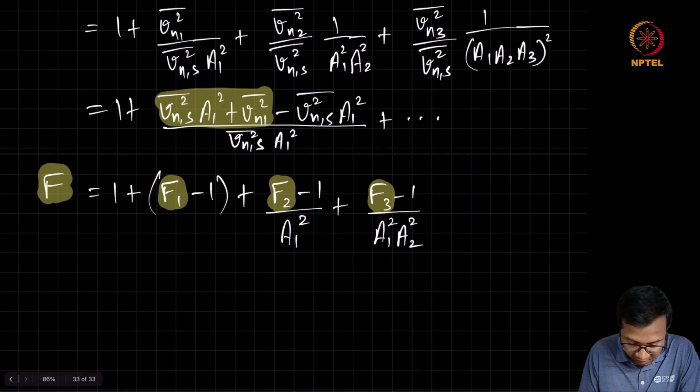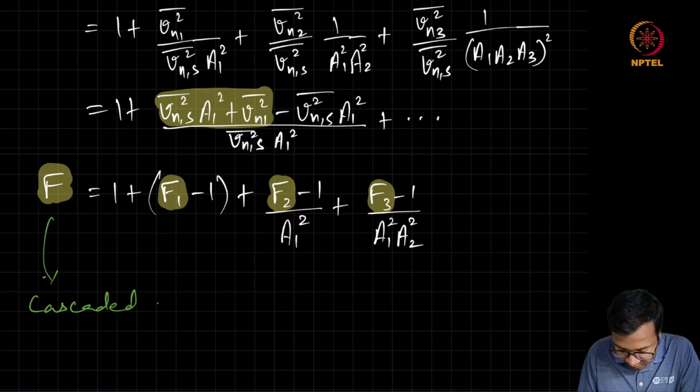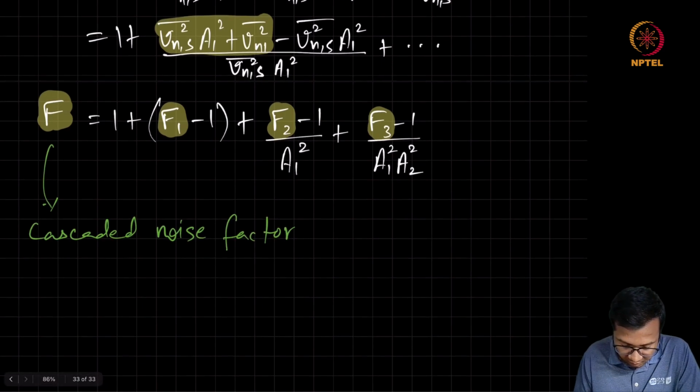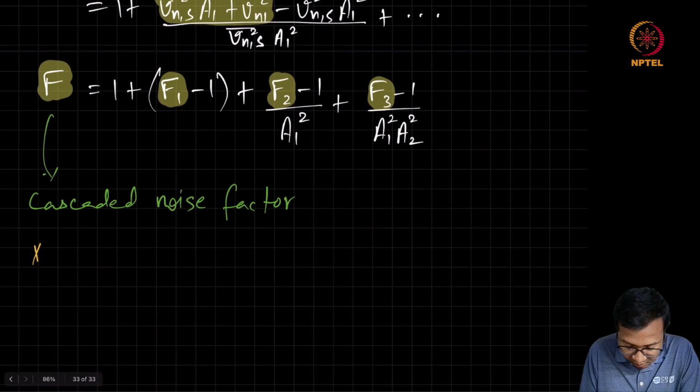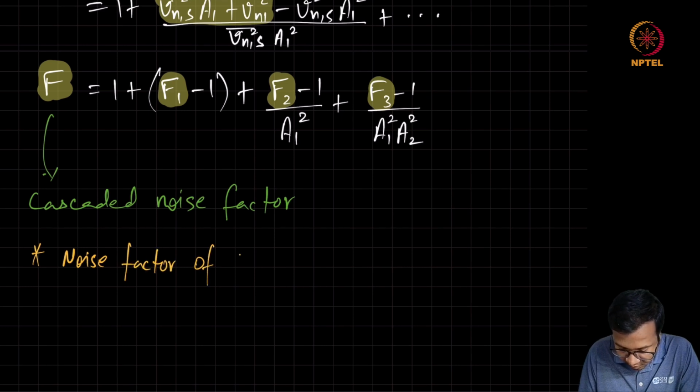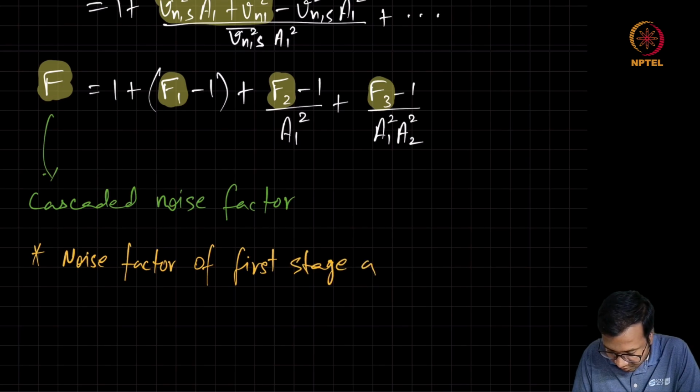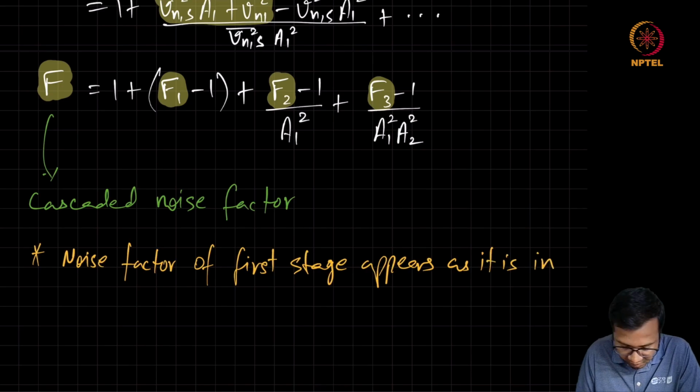This is also called the cascaded noise factor. And the important conclusion here is, so this 1 and 1 will get cancelled. So the noise factor of first stage appears as it is in a cascade.